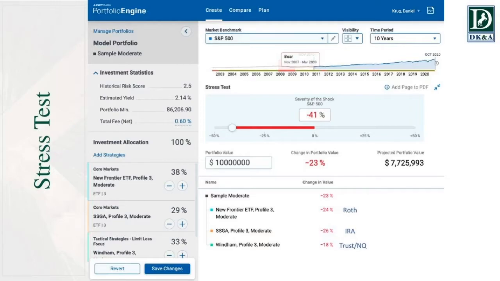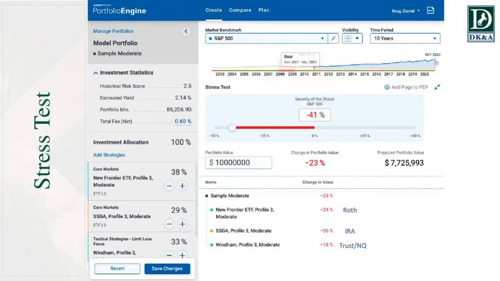What I'm going to set up here is an individual coming on board who is a moderate investor. They currently have 3 portfolios. If you look on the left-hand side, you'll see those 3 portfolios. One's a New Frontier portfolio, profile risk 3. Keep in mind that the risk profiles run from 1 all the way up to 6, being the most aggressive. The second portfolio is an SSGA profile 3, again another moderate portfolio. And the third portfolio is a Wyndham profile 3.